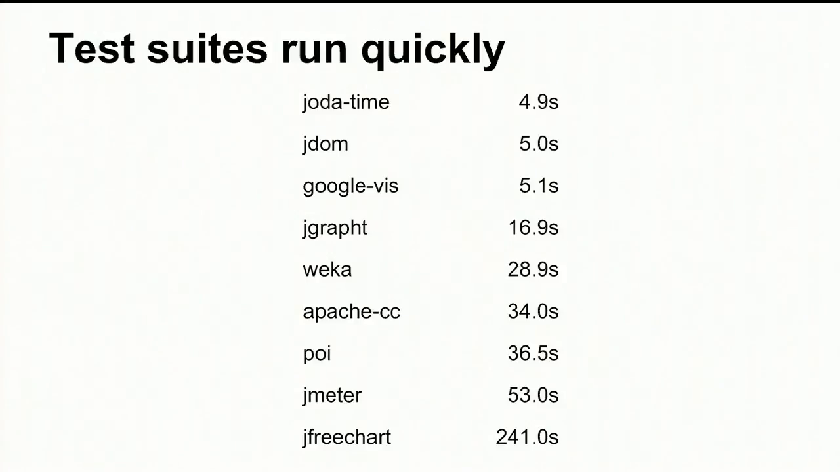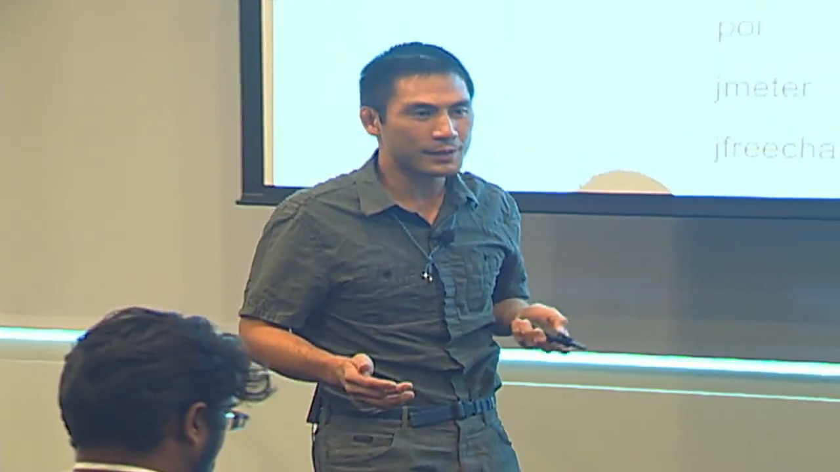But these test cases run fast too, and so most of them run in under 30 seconds. There's JMeter, which takes 53 seconds, and then JFreeChart takes some sort of undetermined amount of time, but on the run that I report here, it took about 4 minutes. It sometimes took 7 minutes as well. So most of these test cases do run pretty quickly.